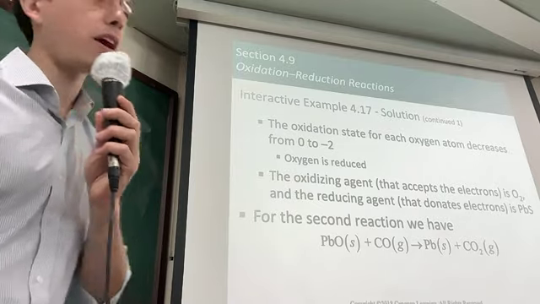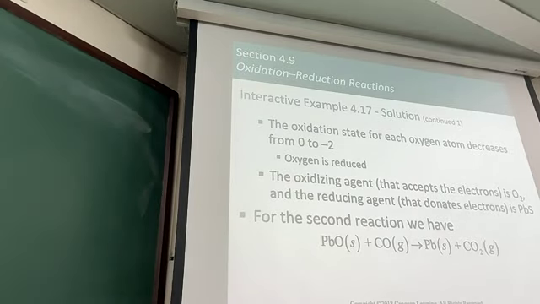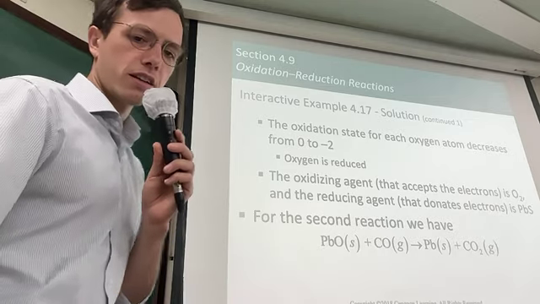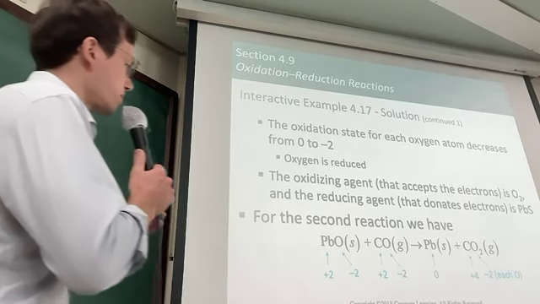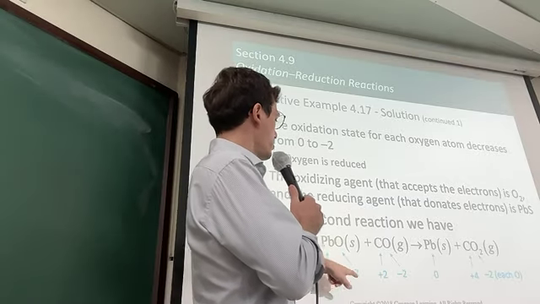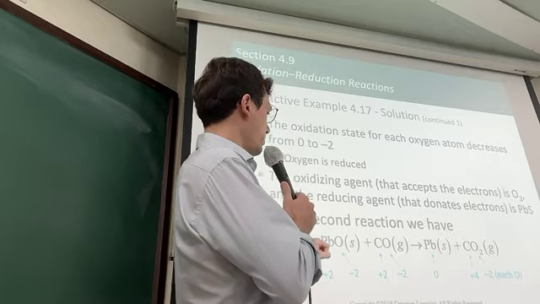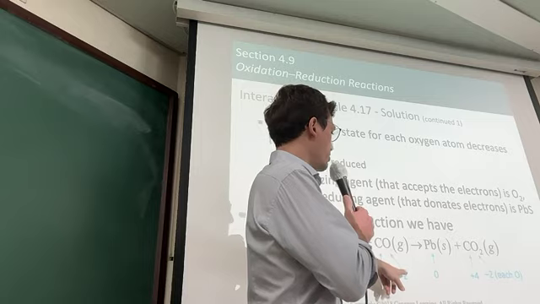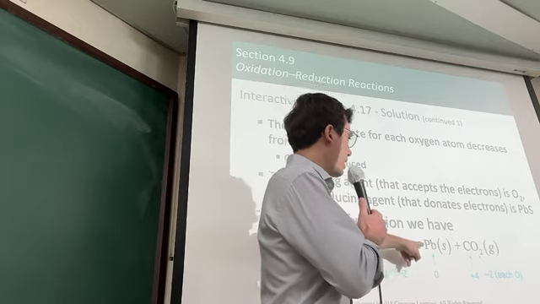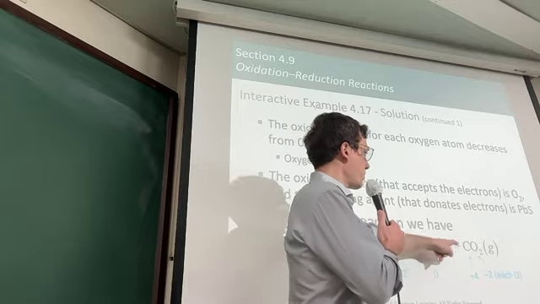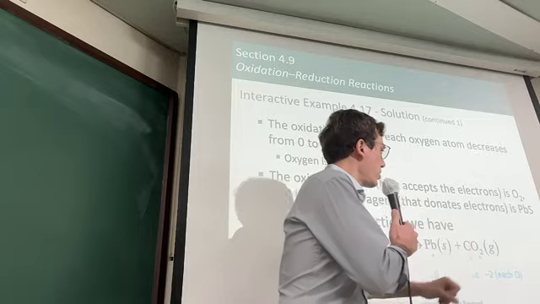How about the second reaction? So here we have lead oxide reacting with carbon monoxide to form lead and carbon dioxide. Again, we do the oxidation states. Oxygen is always -2. Lead must be then +2. Oxygen always -2. Carbon must be then +2. Lead element is 0, and carbon dioxide has -2 and +4.